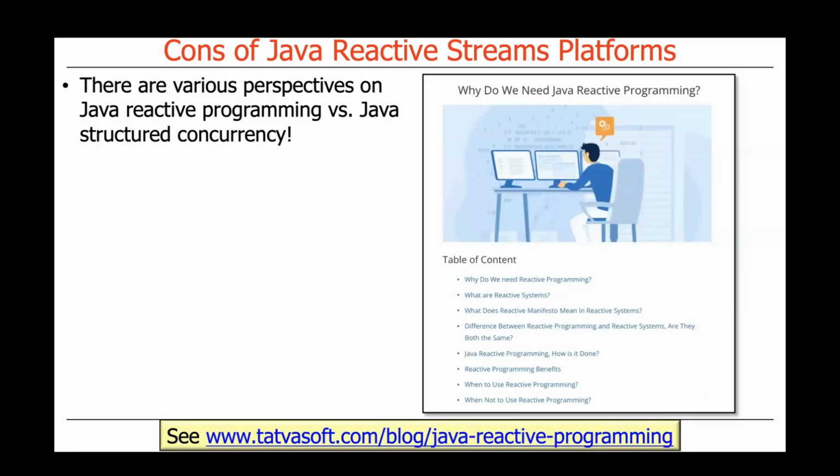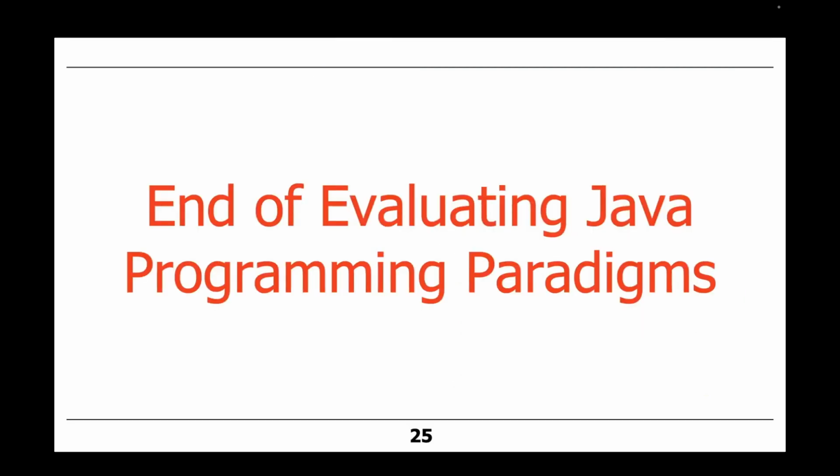On the flip side, there's also another article here, fairly recent, about why we need reactive programming. And it does a good job of explaining how and why and when to apply reactive programming and what the benefits are of reactive programming, which are much in line with what we have talked about earlier in this video as well. So that's the end of our discussion of evaluating the Java programming paradigms.